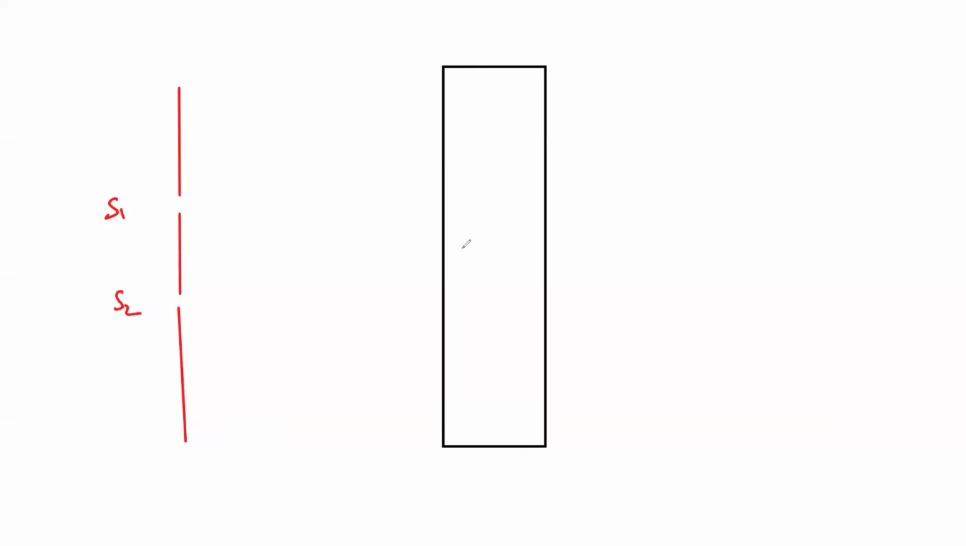So, if we have two slits, and we have source one and source two, and this is a screen, and we are observing a maxima. When we are observing a maxima, what is n here? n is equal to zero. If n is equal to zero, what is the path difference? The path difference should be zero lambda.